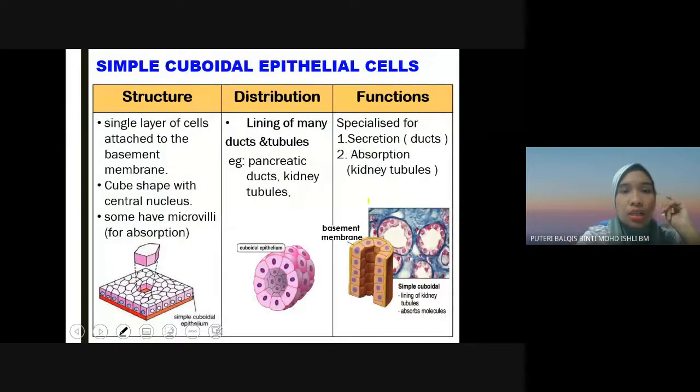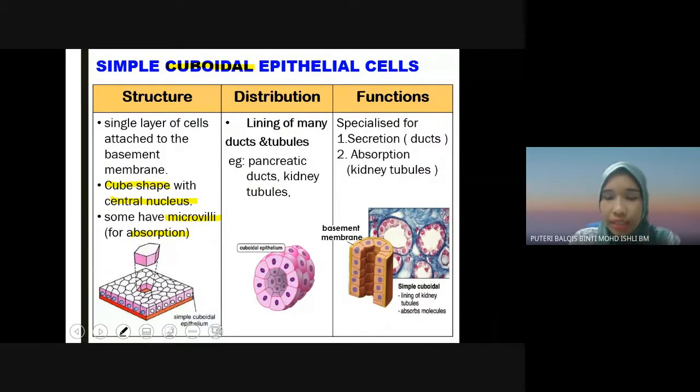Cuboidal. Cuboidal, shape, cube, central nucleus. And some have microvilli. Whenever any cells that have microvilli, the function is for absorption. Apa-apa saja pun, sel yang ada microvilli, function dia untuk absorption.